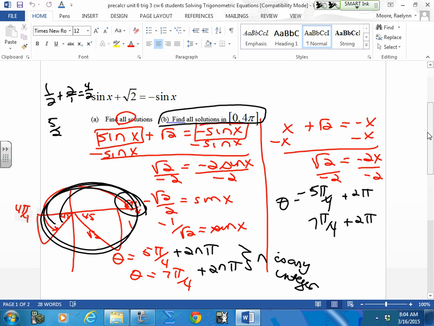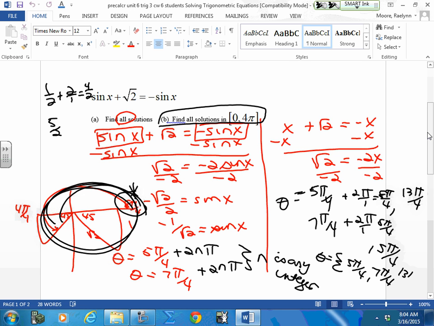2 pi is equal to what? 8 pi over 4. I want this denominator. So I got to set this equal to 4. 8 pi over 4, which is what you found already over here. So if I add 8 pi over 4 to 5 pi over 4, my denominators are the same. I get 13 pi over 4. If I do the same here, make it be 8 pi over 4. I get 15 pi over 4. So I have 4 solutions. 5 pi over 4, 7 pi over 4, 13 pi over 4, and 15 pi over 4.